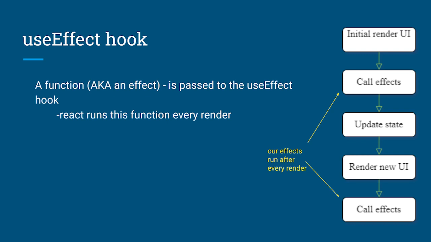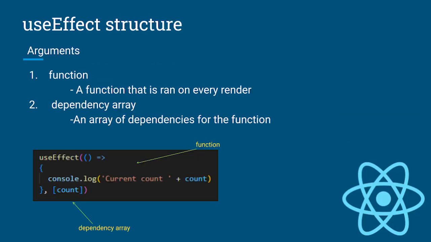useEffect is a React hook that allows you to tell React it needs to do something after rendering. We pass a function, which is called our effect, to the useEffect hook, which will tell React to run our function on every render. The hook takes two parameters. The first parameter of the hook is a function that defines what should happen. By default, this function is called every time the component renders or re-renders, unless specified by the dependency array.